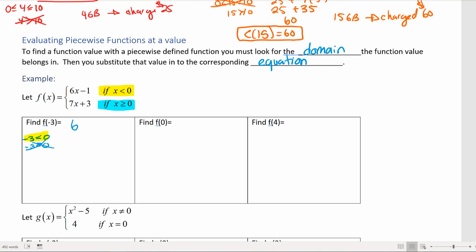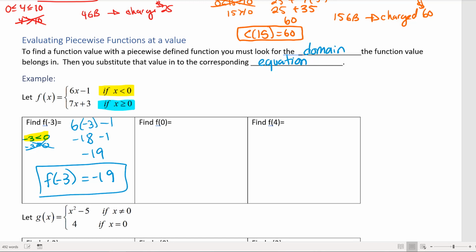So I have 6 times negative 3 minus 1, negative 18 minus 1, which is negative 19. So therefore, f of negative 3 is equal to negative 19. If you try to plug negative 3 into both and try to put both answers down, that's not true. For every x value in a function, you can only have exactly one y value. That's the definition of a function.